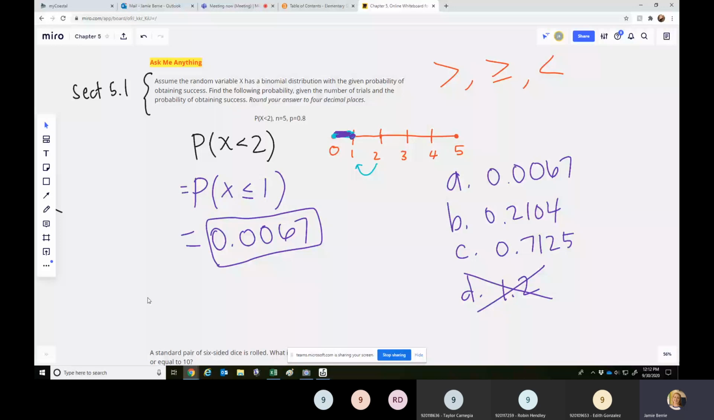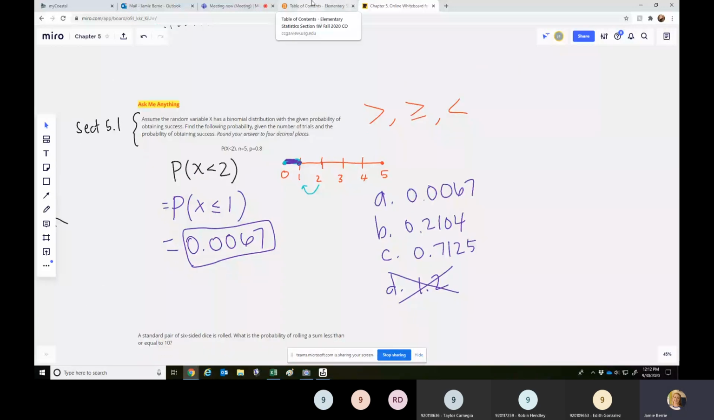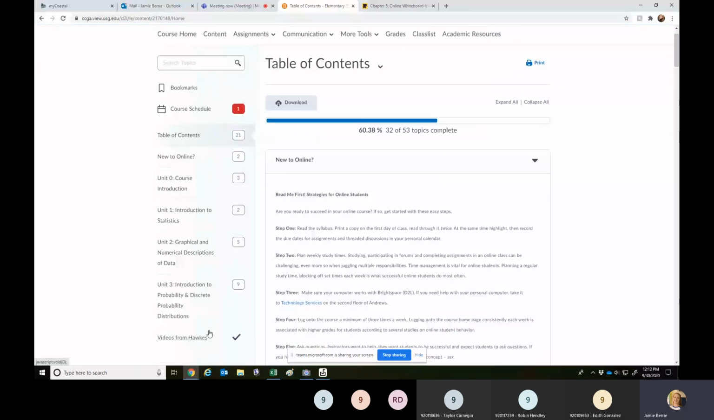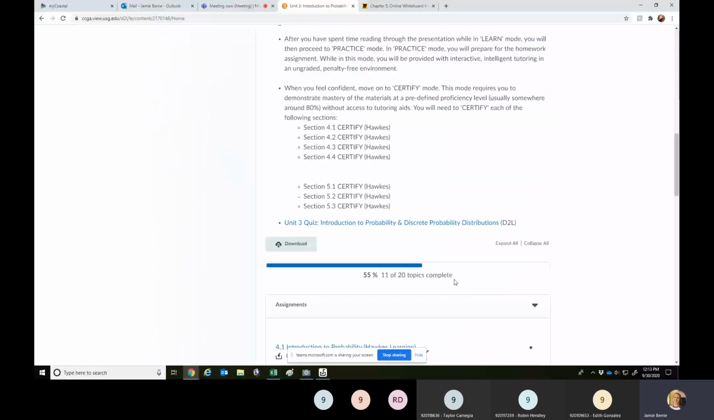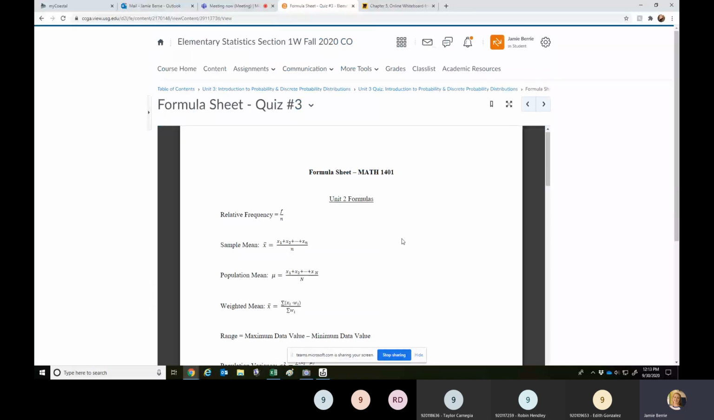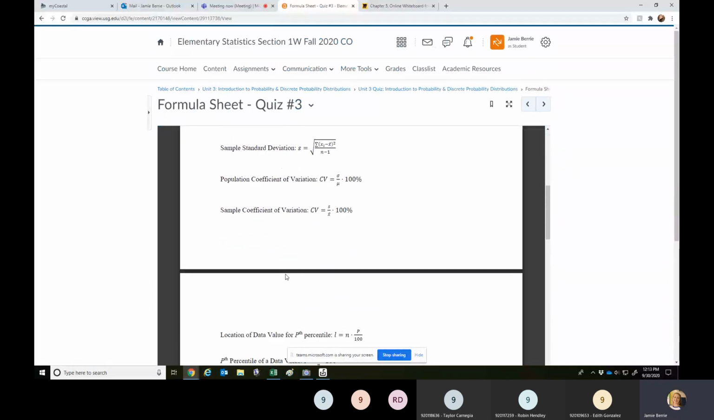Let me show you. I talked about how the guide for probability distributions would be in a clickable link, but another thing that will also be in a clickable link is the formula sheet. So these are the two things. They'll be on every single question. You'll be able to click on a link and it'll take you to this formula sheet. It's broken up by unit. So these are the unit 2 formulas.